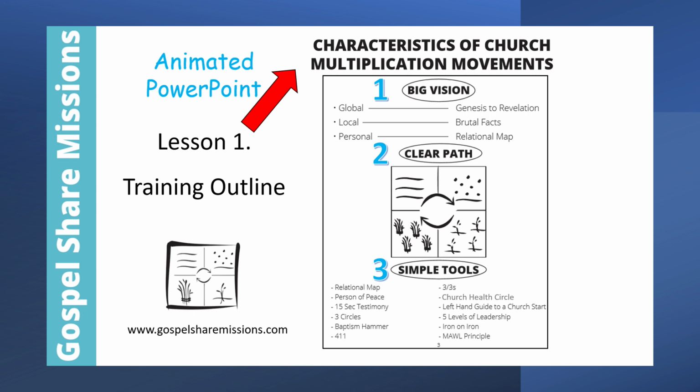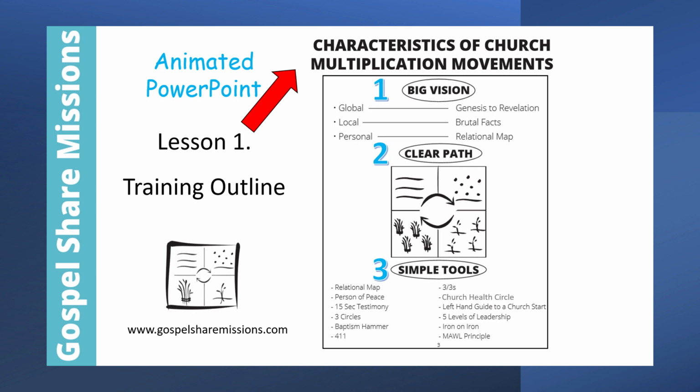This is lesson number 1, our training outline: big vision, clear path, simple tools. We train within these parameters. As you can see there, our outline is titled Characteristics of Church Multiplication Movements, and we talk about 3 characteristics of a church that moves towards growth and multiplication.